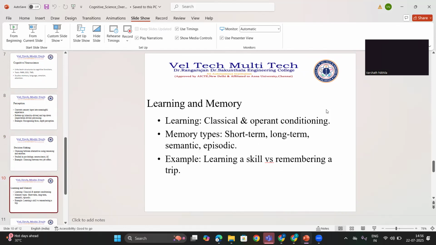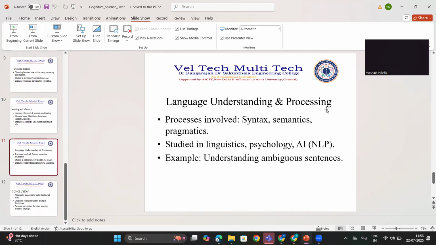The next one is learning and memory. Learning includes classical and operant conditioning, and some of the memory types are short-term and long-term memory, and semantic and episodic memory. For example, learning a skill versus remembering a trip.